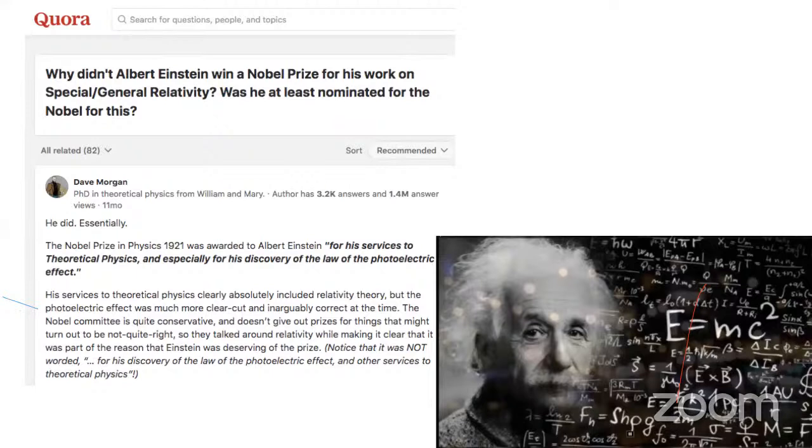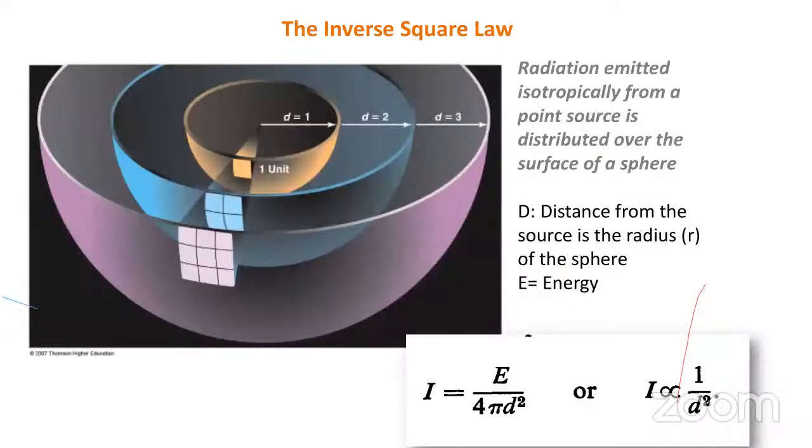So they talked around relativity while making it clear that it was part of the reason that Einstein was deserving of the prize. And he says, notice that it is not worded for his discovery of the law of photoelectric effect and other services to theoretical physics. Rather, it is worded that for his services to theoretical physics and especially for his discovery of the law of photoelectric effect. So, needless to say, the photoelectric effect was very profound. Quantum dynamics, quantum mechanics, quantum physics got a lot from that.